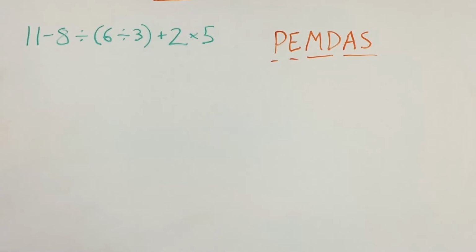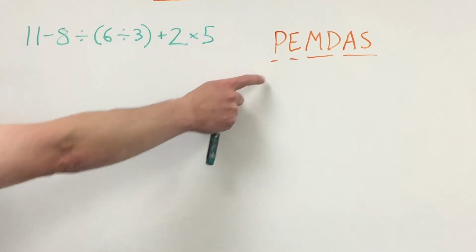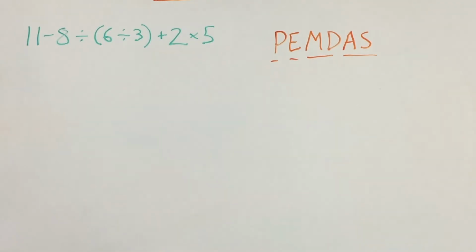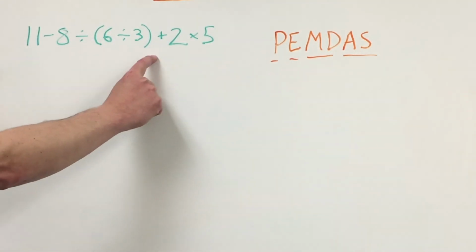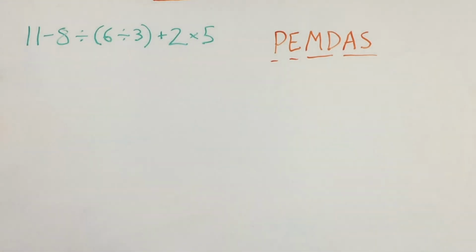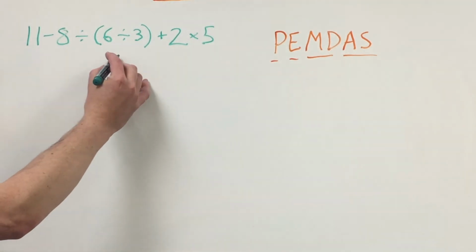Let's do another example. This one's a little more complicated. To solve this, we have to use the order of operations. Just like before, we start by looking to see if there's anything that's grouped. And we do have something that's grouped. 6 divided by 3 is in parentheses. 6 divided by 3 is 2.